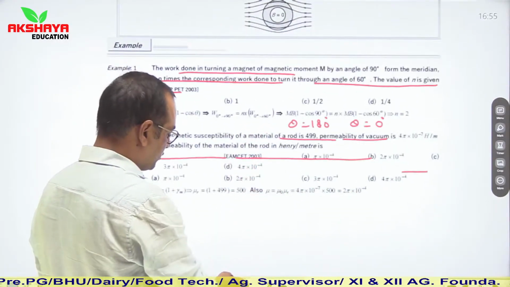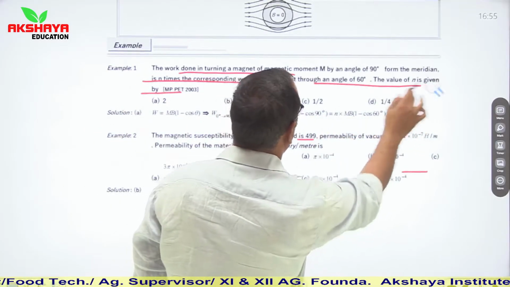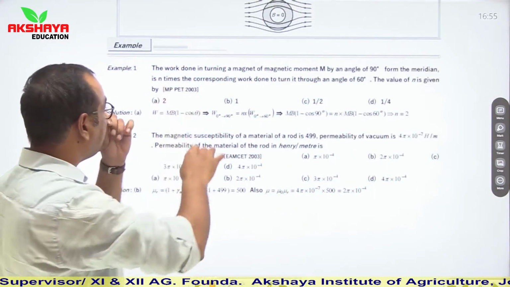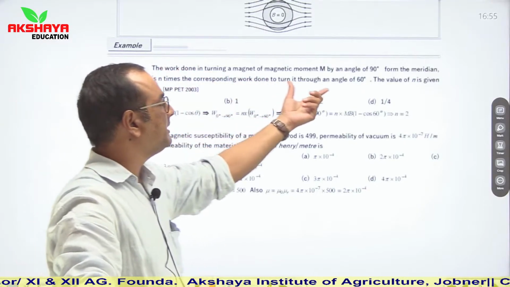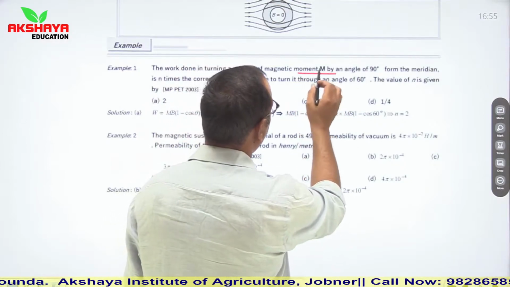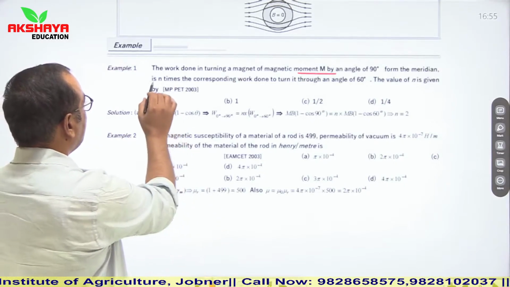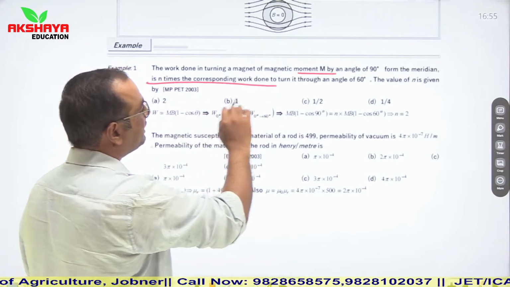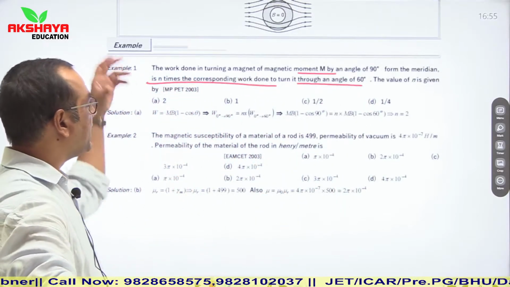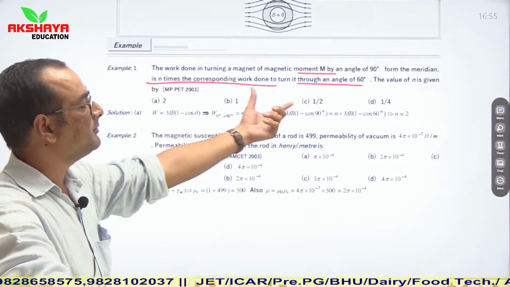I will explain one or two examples, the rest you have to practice on your own. Now see, let us say we are given these questions. The work done in turning a magnet of magnetic moment m by an angle of 90 degrees from the meridian is n times the corresponding work done to turn it through an angle of 60 degrees. So the value of n is given as, so we are given two work done values and we have to calculate the relation between them to find the value of n.